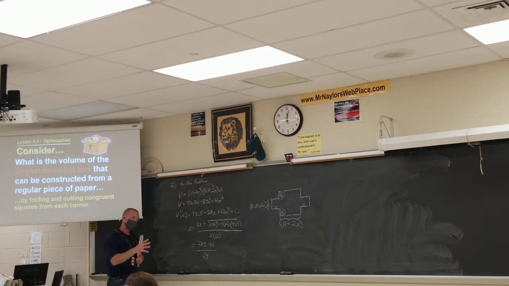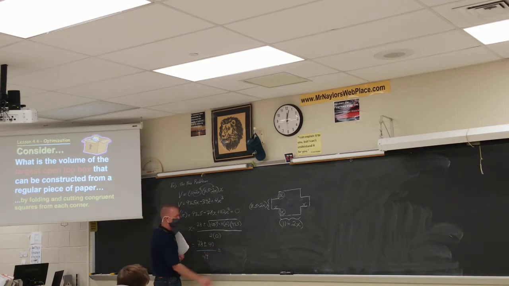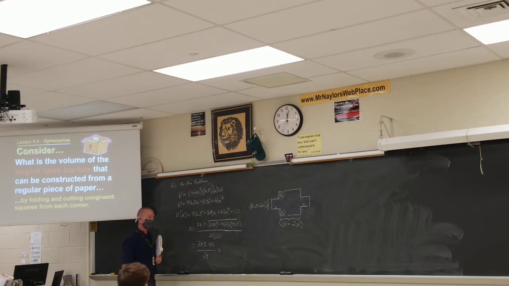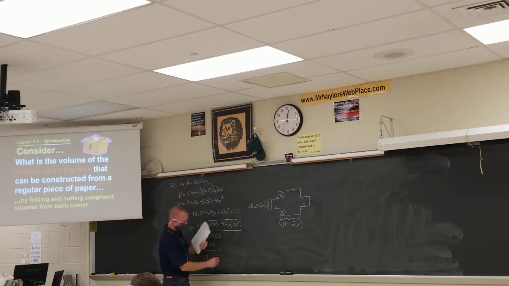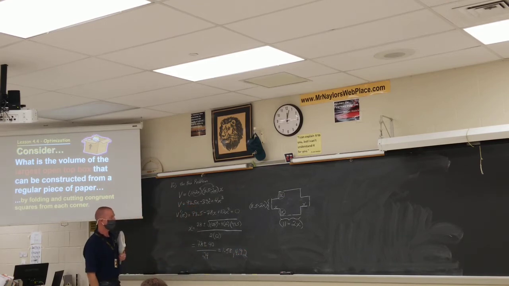So I got 78 plus 40, 78 minus 40, and you probably won't be surprised to see that this comes out to be two numbers. It comes out to be 1.5 and 4.9. Actually, to two decimal places, 1.58 and 4.92.